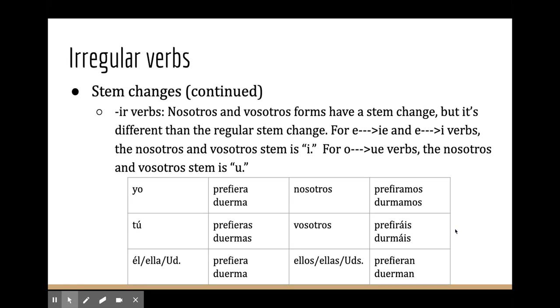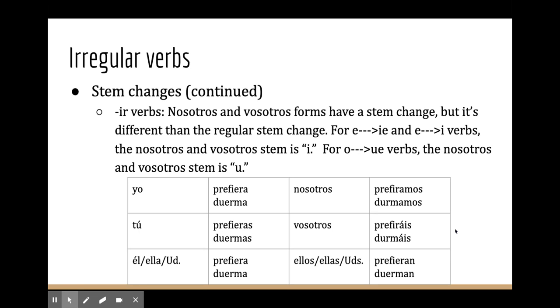Okay. And then the same thing is true for O to UE verbs, as long as they're IR verbs. Remember, we're only talking about IR verbs. AR and ER verbs don't do this. So dormir, the yo form is duermo. You drop the O, add the opposite vowel ending. So duerma, duermas, duerma, and duerman for the other four forms. But the nosotros and vosotros forms change to U. So durmamos, durmáis.